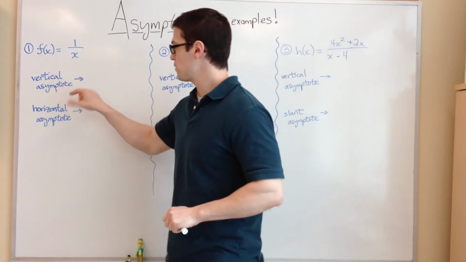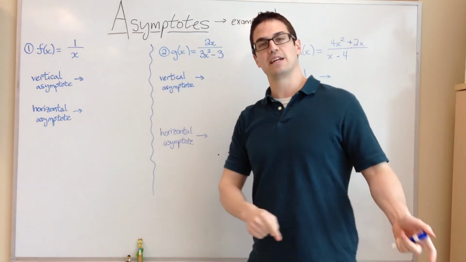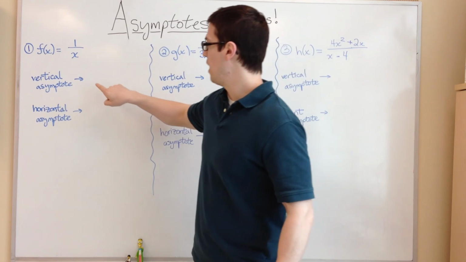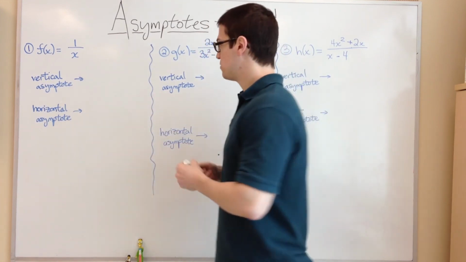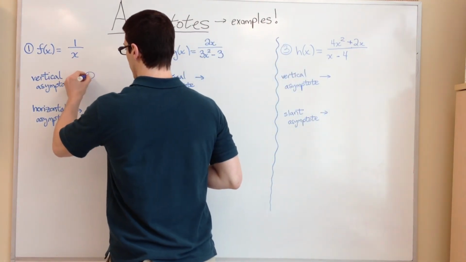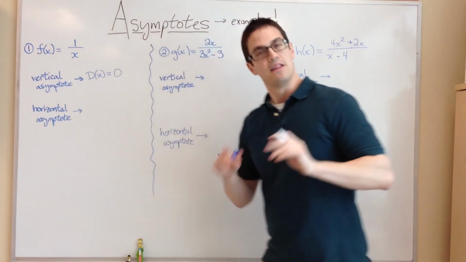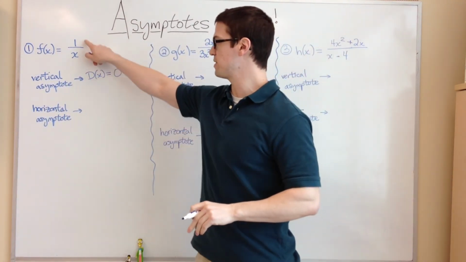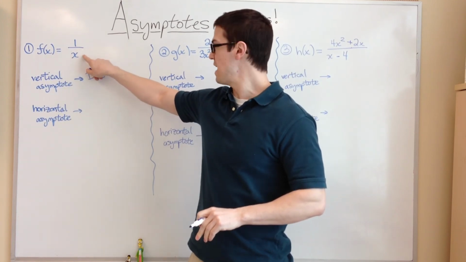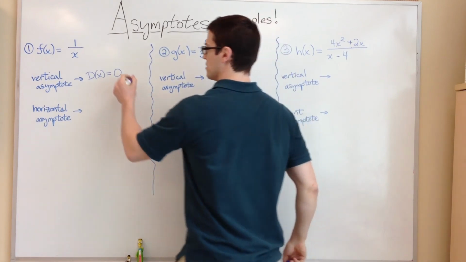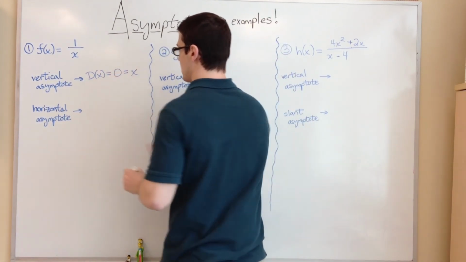For the vertical asymptote, if you remember from the last video, you should check your notes on that if you didn't. To figure this out, you need to set d of x in the rational function equal to 0. The d is the denominator. So here's our rational function right here. The denominator is x. So d of x is equal to x, and we have to set it equal to 0.